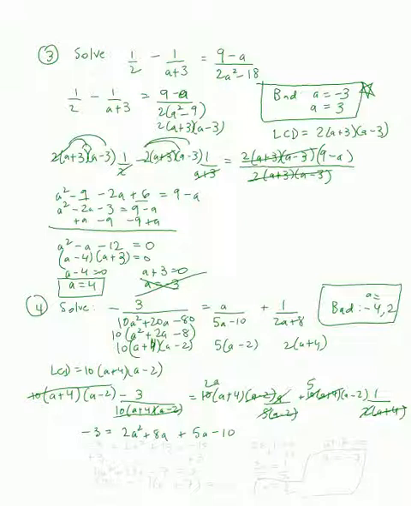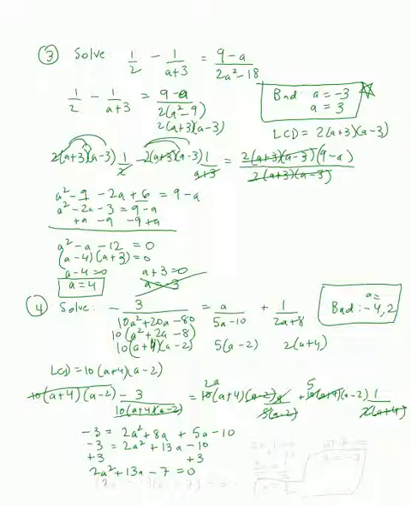So now all our fractions are gone. So we combine our like terms. On the right, we have 2a squared plus 13a minus 10. Notice this is a quadratic, so I'm going to get everything to one side and factor it. So I get 2a squared plus 13a minus 7 equals 0. So now I have to factor this.